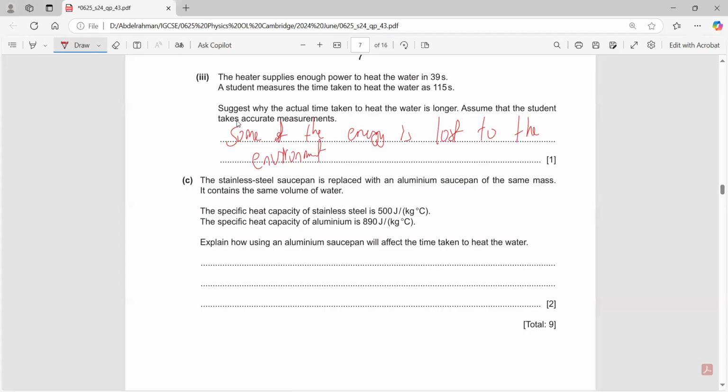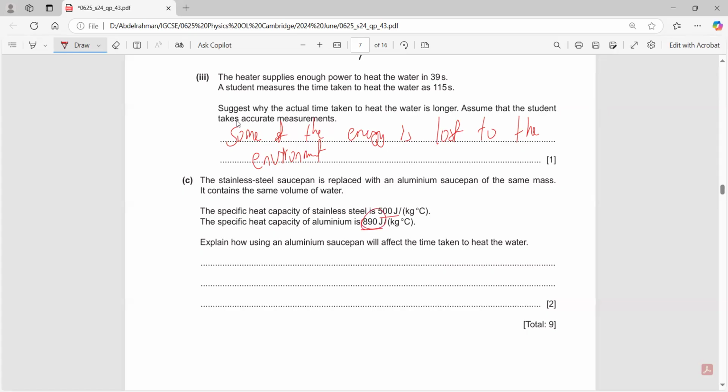The stainless steel saucepan is replaced with an aluminum saucepan. Specific heat of the stainless steel is 500, aluminum is 890. Explain why or how using an aluminum saucepan will affect the time taken to heat the water. How will it affect it? Basically, you need to say that it will take a longer time. Why will it take a longer time? Because of the specific heat capacity.